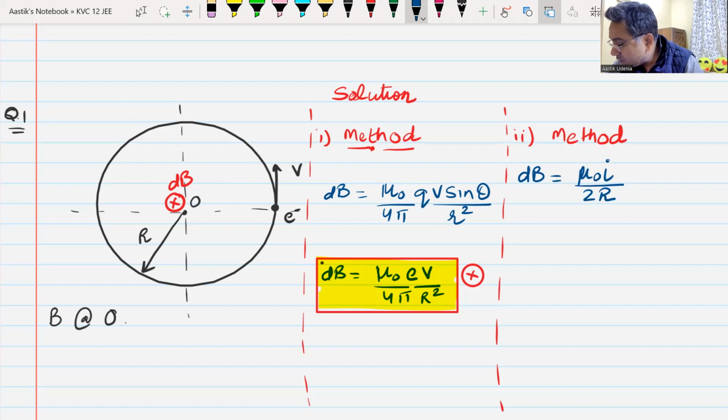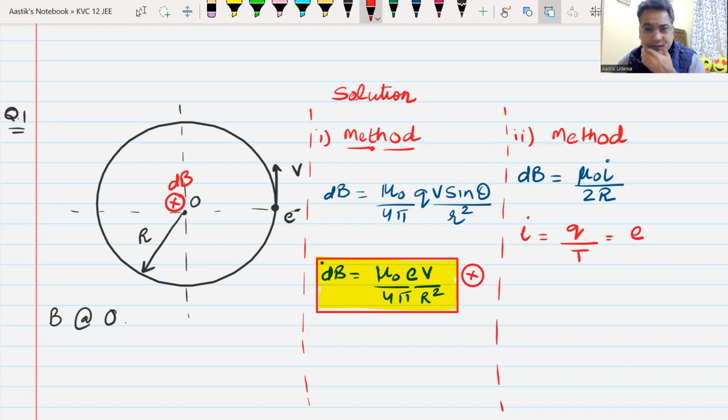It was mu naught I by 2R, the magnetic field at the center of the coil. The only thing I have to calculate is the value of I. How will I get the value of I? Current is charge Q divided by the time period capital T.